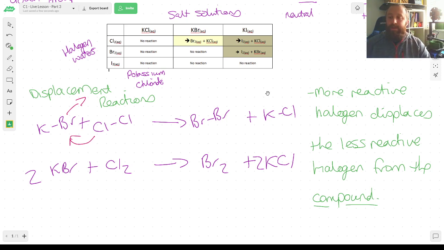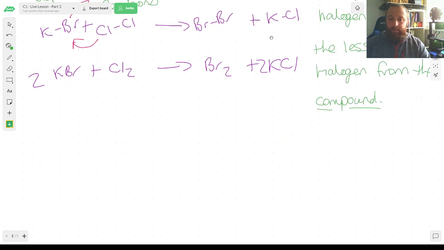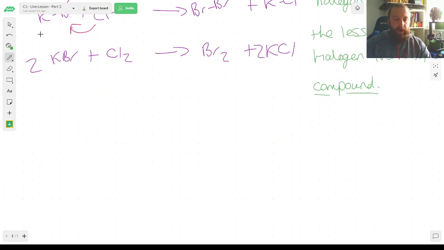Now, this is where we get a little bit more advanced. So if you're doing foundation, don't worry about this too much. It's worth having a look. Ask questions if you need to. It comes up much later on, but it's worth me covering it here because the more times you see something, the more likely you are to remember it. So yeah, let's just go through. We're going to have a look at what we call redox.